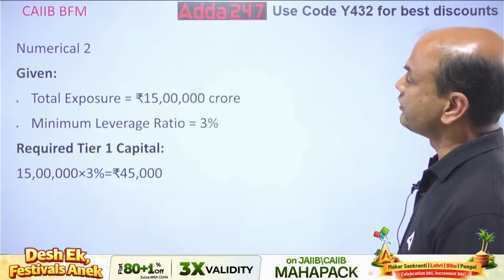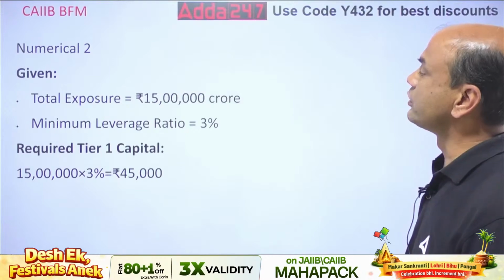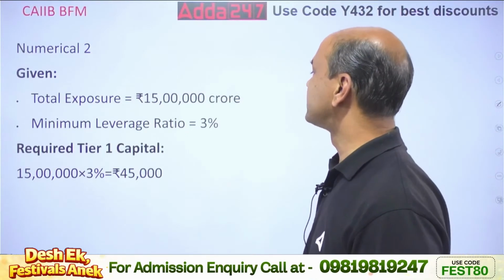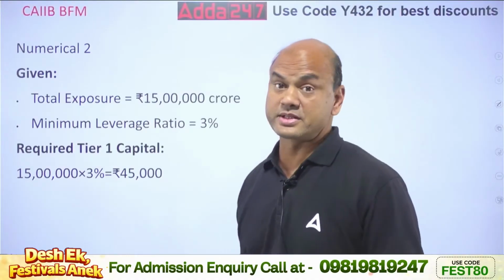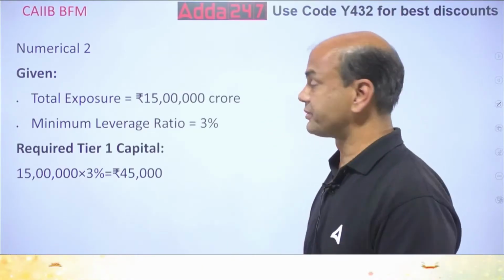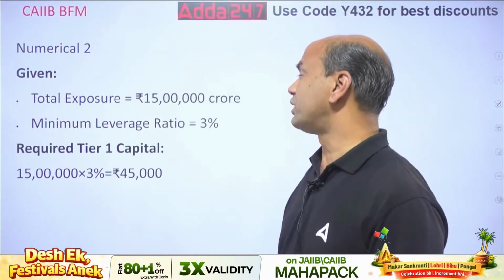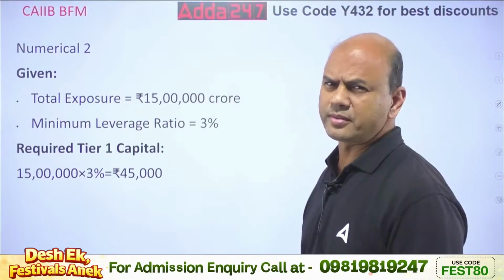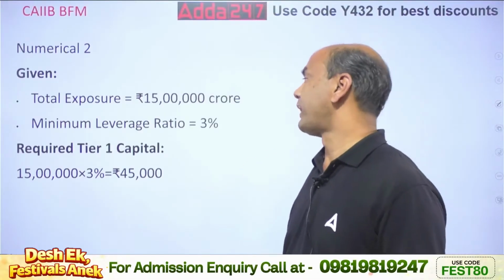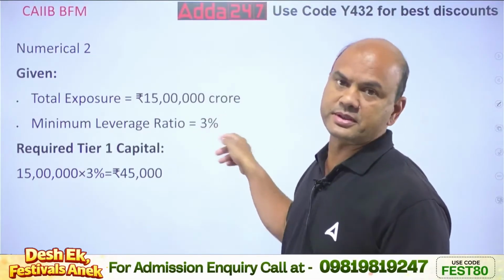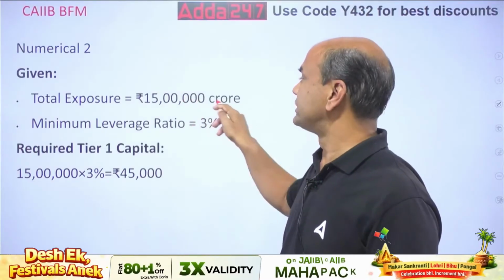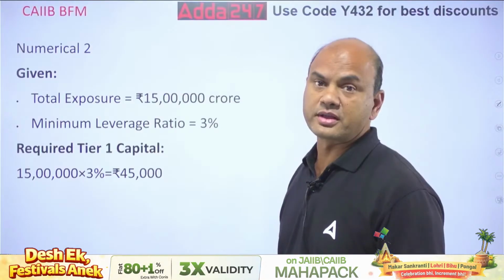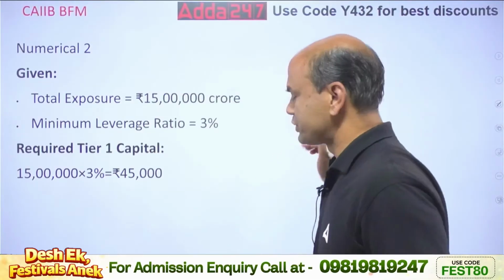Total exposure of a bank is given as 15 lakh crore. Minimum leverage ratio is given as 3%. So you are required to find out the tier 1 capital. Firstly understand, this leverage ratio is 3%, exposure is 15 lakh crore. So leverage equals what? Capital upon exposure.